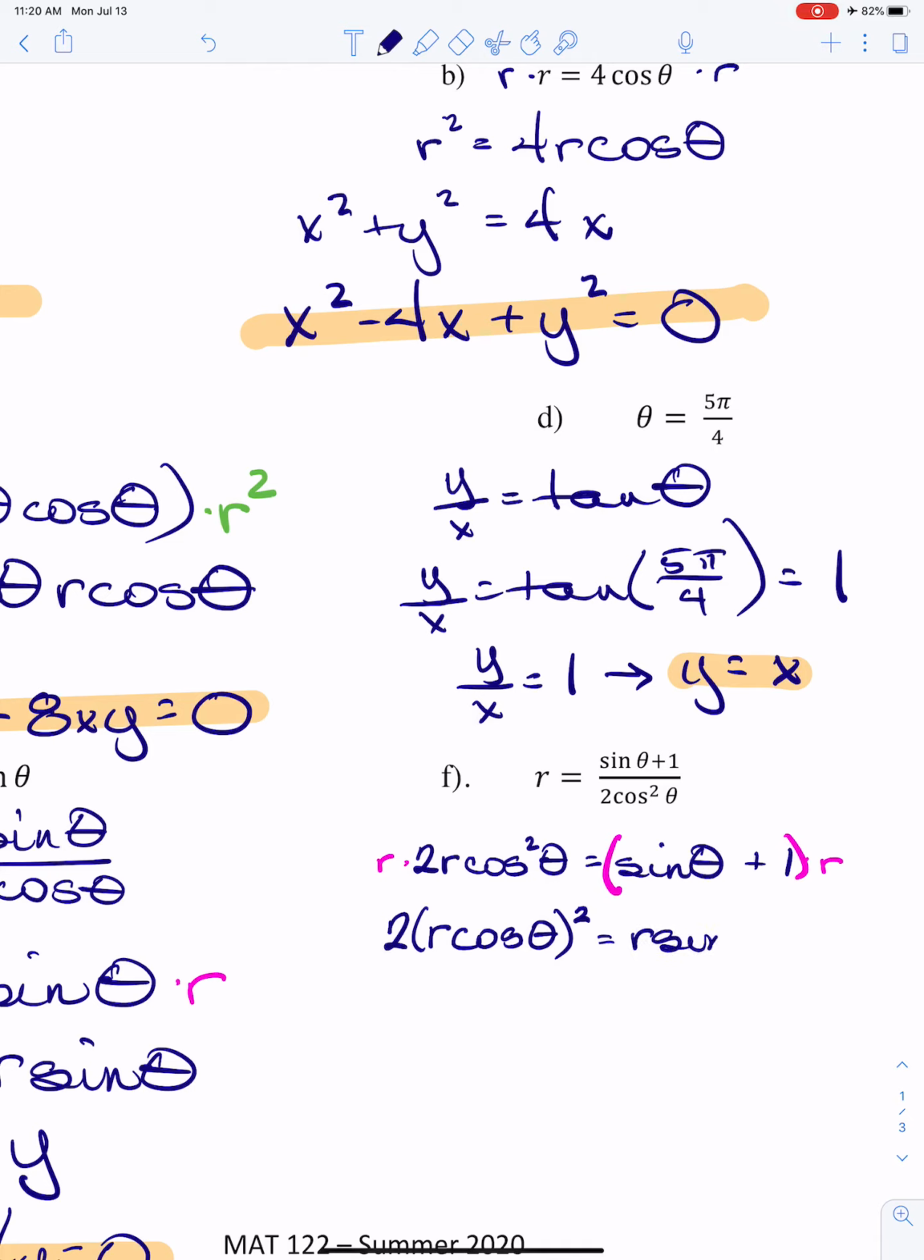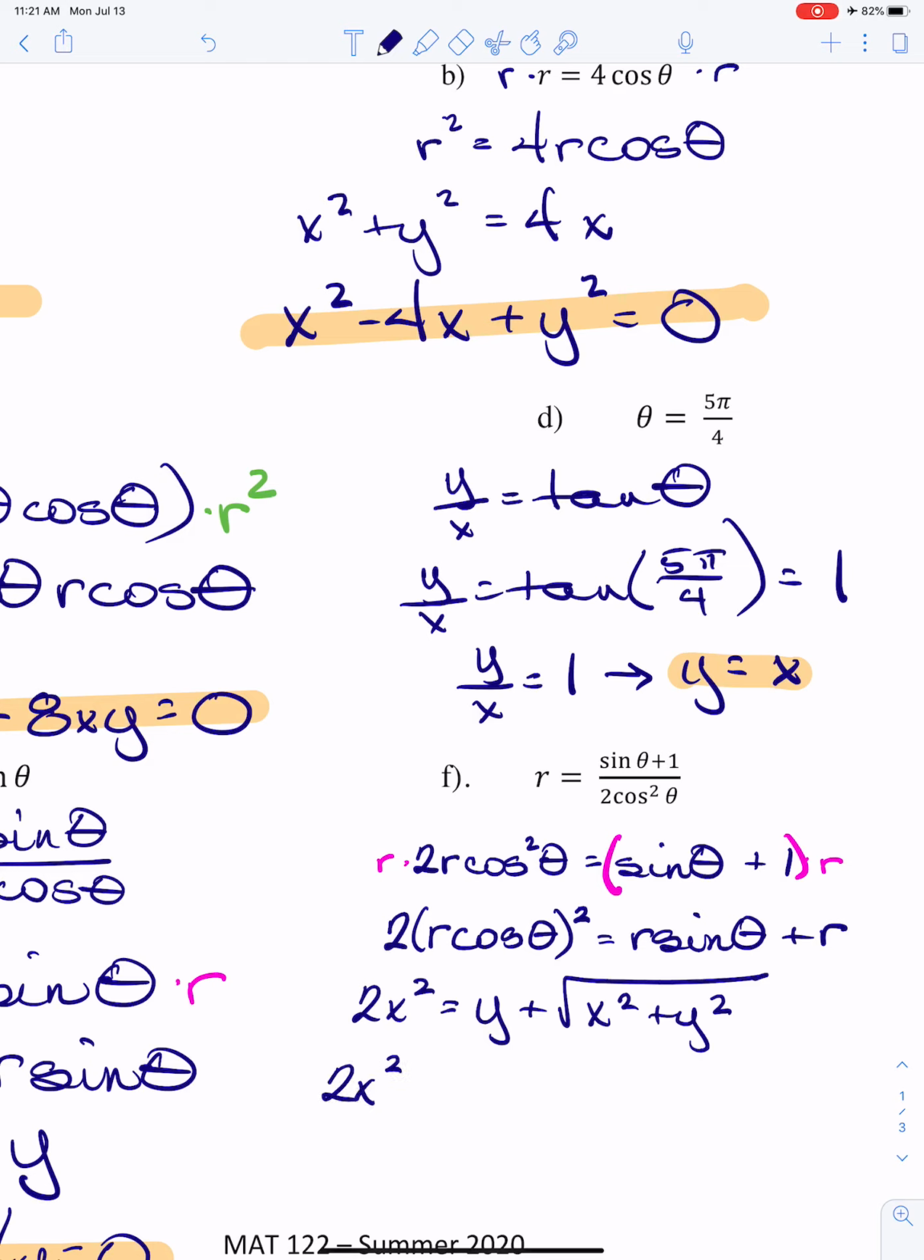I got an r sine theta plus r. The r cosine theta looks the way I want. The r sine theta looks the way I want. I'm just going to have to deal with that r. So I get 2x squared over here. I get a y. And my r is the square root of x squared plus y squared.